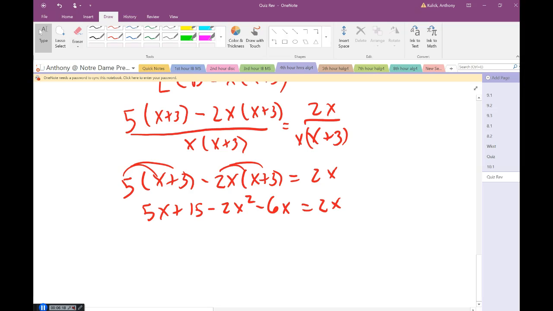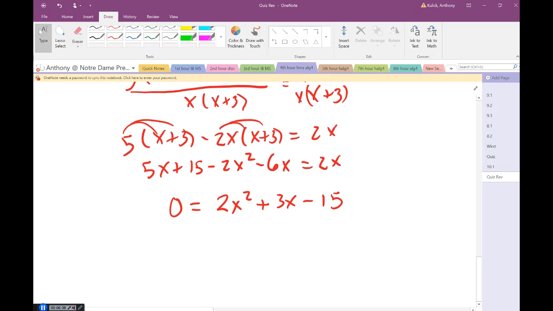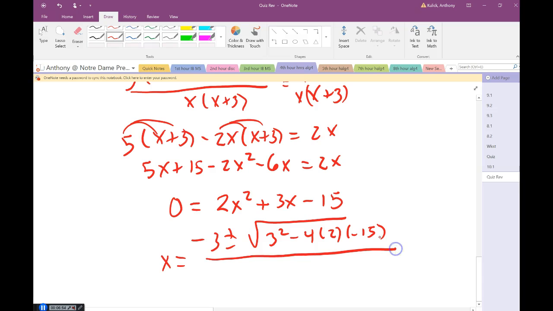And I'm left with a quadratic equation. So if I move everything onto one side, I'm going to have 0 left on this side, 2x squared plus 3x minus 15. And I could try to factor that or use the quadratic formula. For the sake of argument, let's use the quadratic formula. So negative b plus or minus the square root of b squared minus 4ac. Make sure you take the negative sign along with that 15, over 2a.